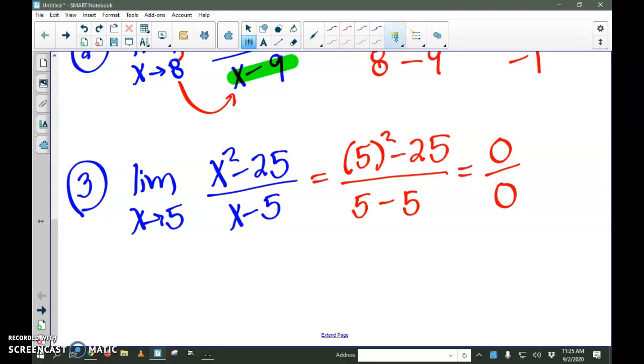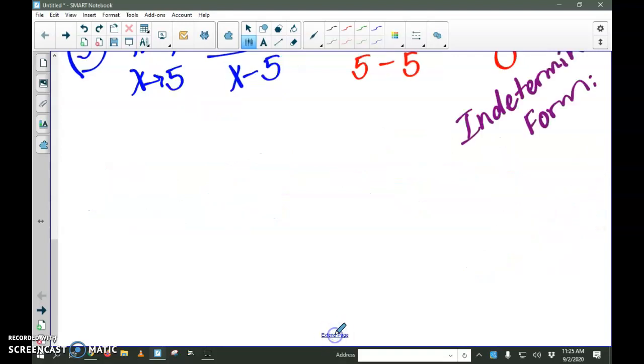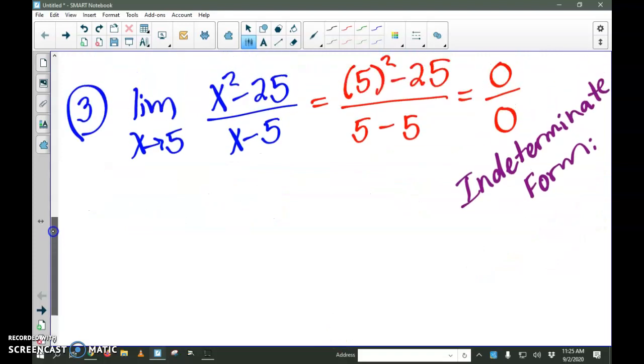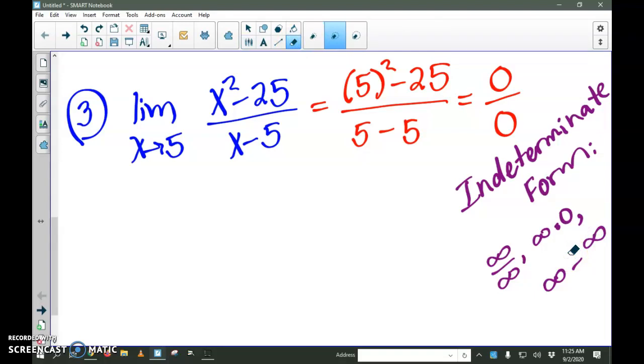In fact, this is the kind of answer that we say is indeterminate. Okay, this is an indeterminate form. An indeterminate form could be of the form 0 divided by 0. If you ended up having something like infinity divided by infinity, infinity times 0, infinity minus infinity, or 0 over 0.